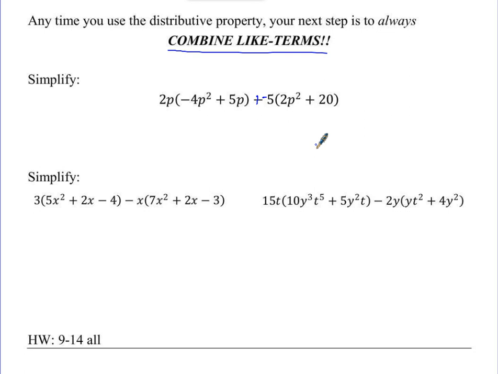So let's take out that first set of stuff. We have a monomial times a what? How many terms are there in here? 2. So it's a binomial. Good. So we have 2p times negative 4p squared. What do we get? Negative 8p to the third plus 10p squared. All right, now we did a keep, change on that minus sign to make it a plus a negative 5 that we distributed. What do we get?